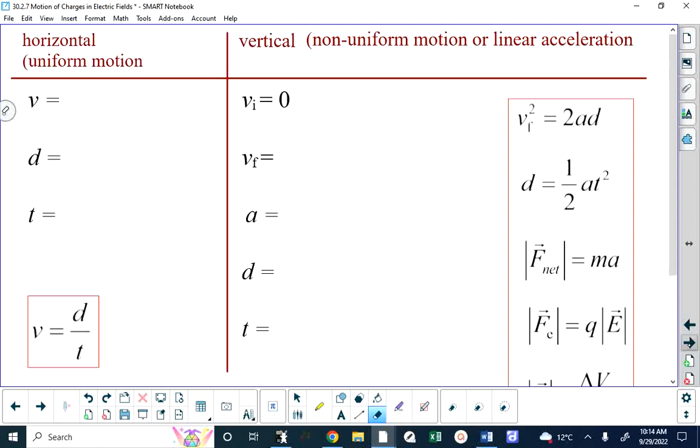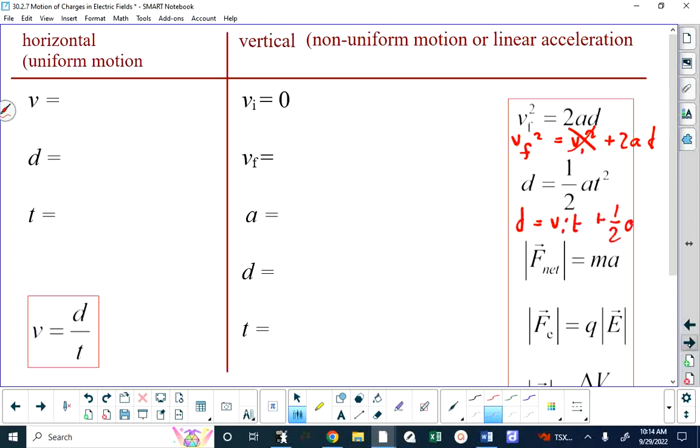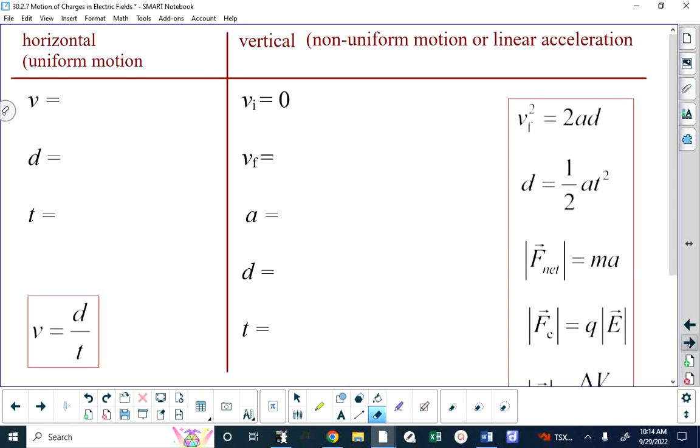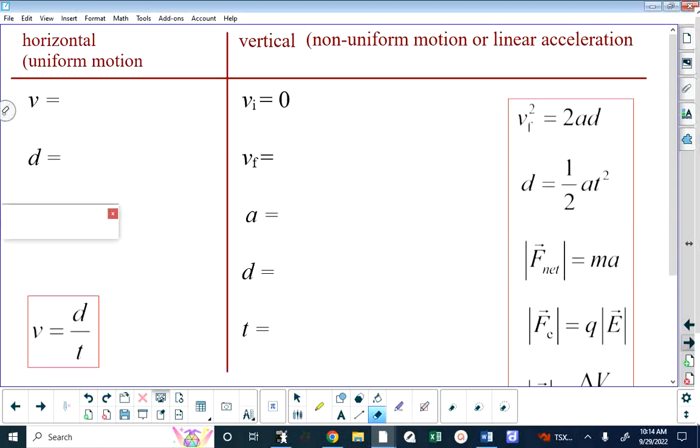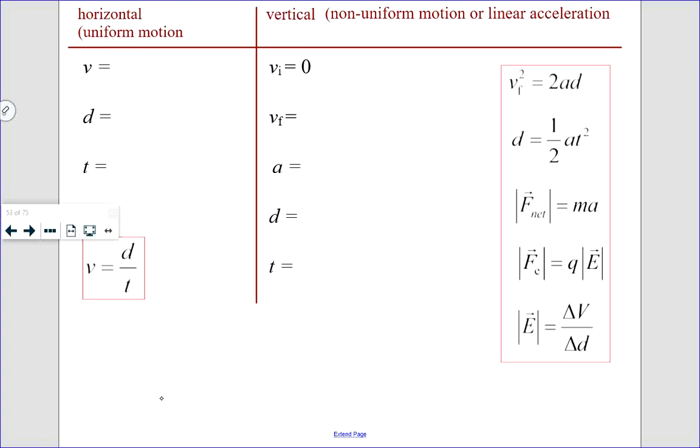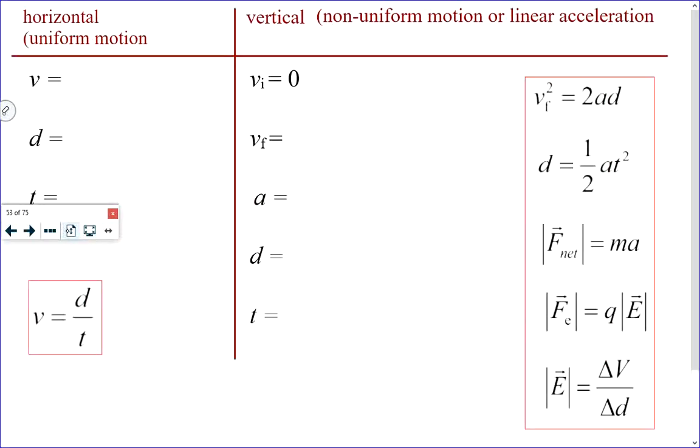You don't need to write this down at all. This formula is actually this. But since VI is 0, it's that. This formula is actually D equals VIT plus a half AT squared. But since VI is 0, it gives you that. These are the two formulas you're most likely to make use of. So let's look at the question. The question is, and get ready for it, what's the voltage, right?